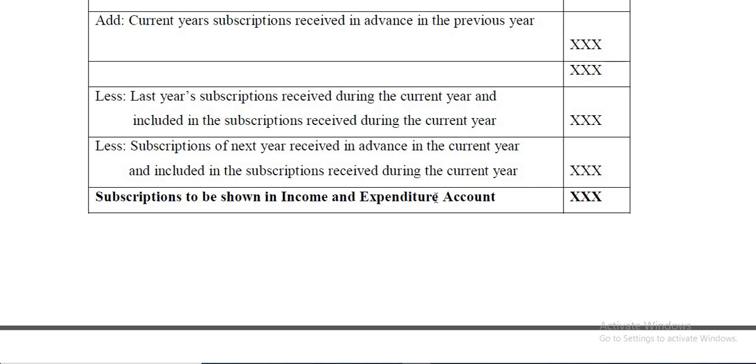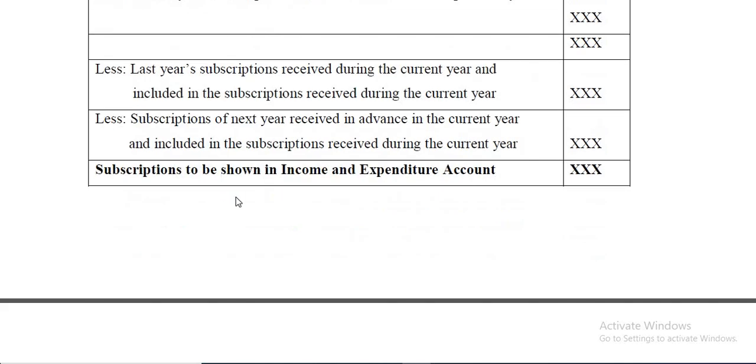Later on, when you prepare the closing balance sheet and try to find the capital fund, to the opening capital fund you add capitalized receipts, and then you add this value. This is to be credited to the income and expenditure account. So I'm subject to correction. These are shown on the credit side of the balance sheet, and then the credit side of the income and expenditure account, and the surplus of the income and expenditure account will be added to the capital fund on the liability side of the closing balance sheet.